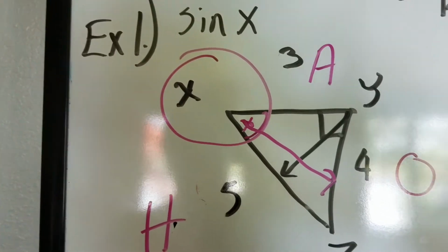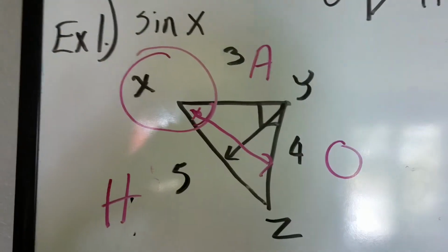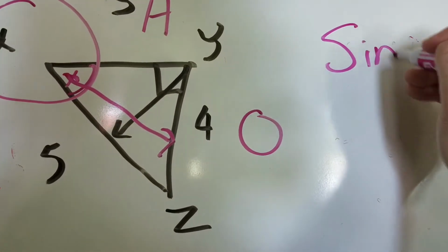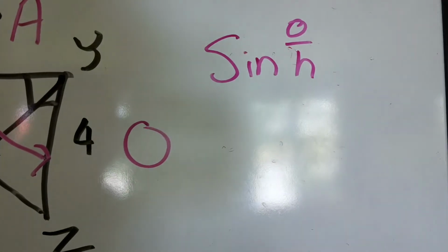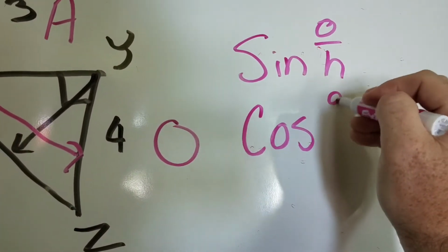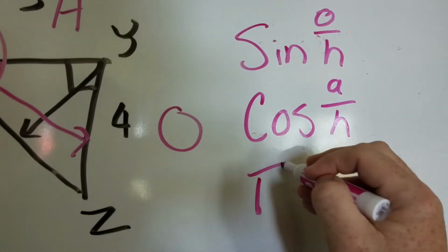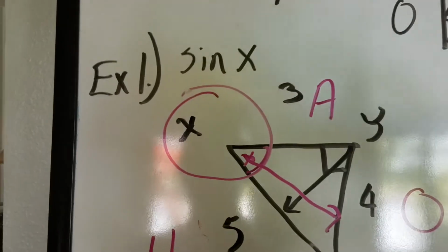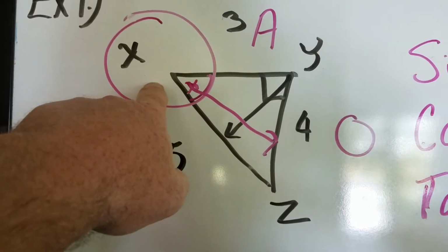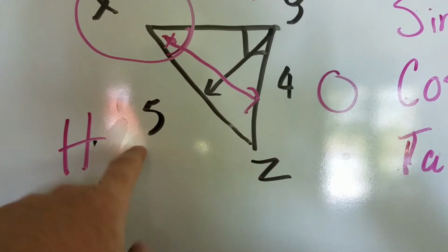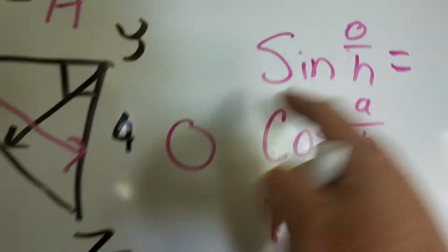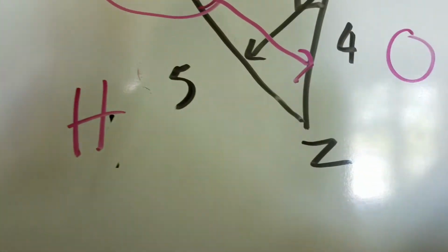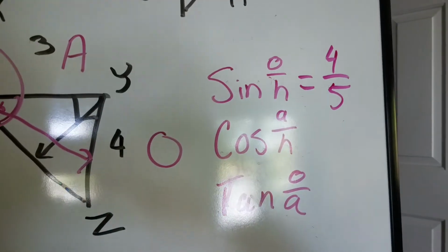So now you ask, okay, well, what do we do, Mr. Geiger? Well, remember, we're dealing with sine. So you come up to Soh Cah Toa. Right here, I'm going to write down: sine is O over H, cosine is A over H, and tangent is O over A. So what we need to do is find sine of X. If this is my reference angle, here's my opposite, here's my hypotenuse. What is sine? O over H. What is your opposite? The number 4. And what is my hypotenuse? 5. So my answer for number 1 is 4 over 5.